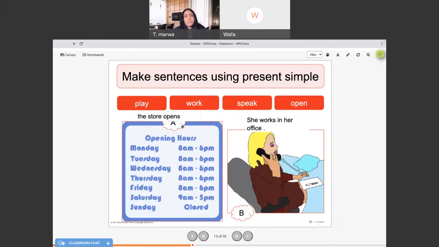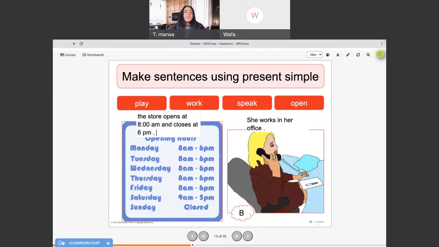At 8 a.m. and closes at 5 p.m. Here 6 p.m., right? It's only one day that it closes at 5.